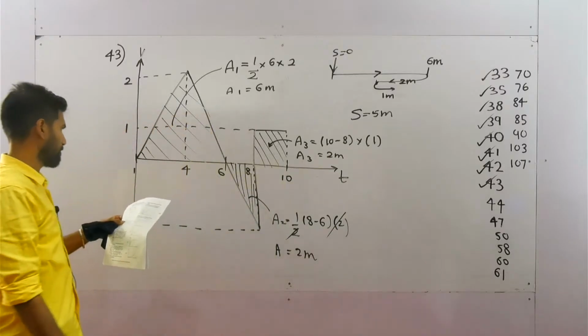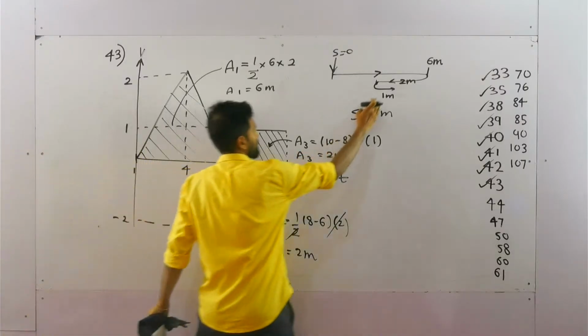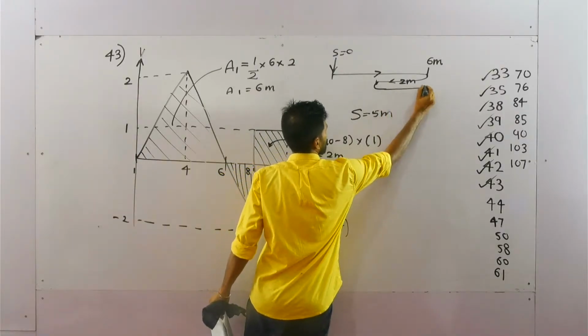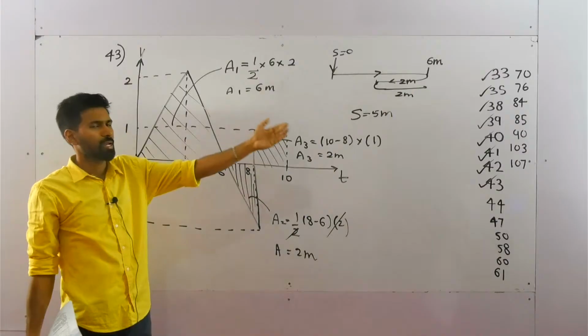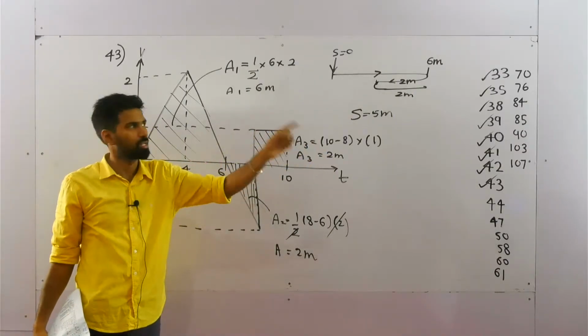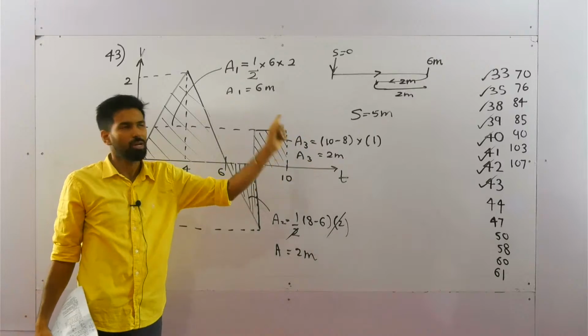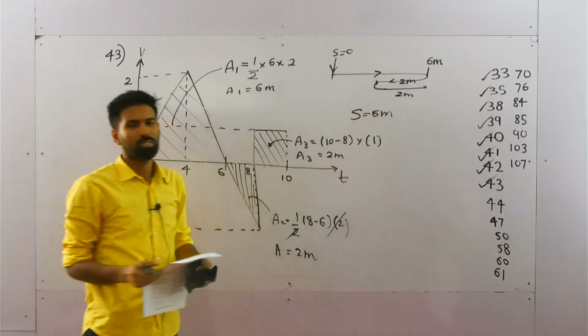6, 4, 5. Here it's 2. I'm sorry, it's 2 here. Moved 6, came 2, again moved another 2 in the initial direction. So 6, 2, 2. So the displacement is 6.